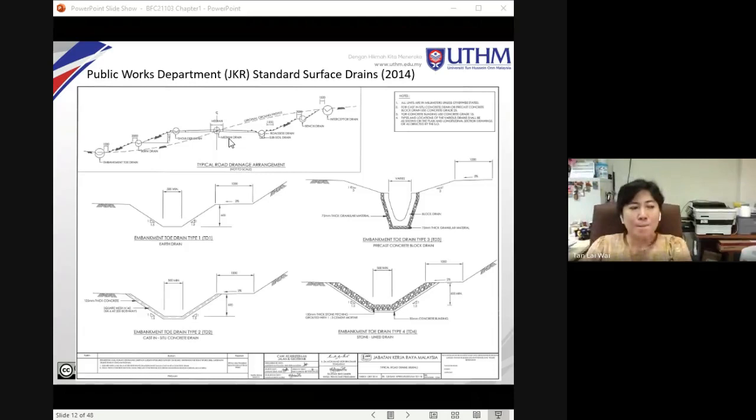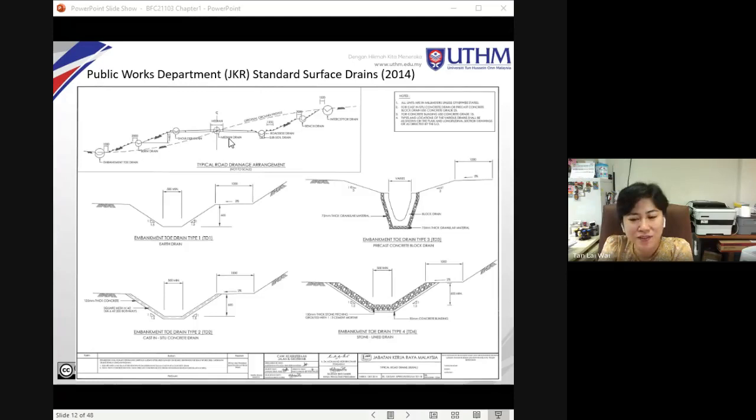Now, public works, this is JKR, the public works department. If you go out and practice as a civil engineer soon after you graduate, and you are involved in consultancy, definitely you are going to do design work. One of the standards that you are going to follow would be this JKR standard for surface drain. If you are involved in infrastructure design, structural design is a different standard already. So in infrastructure design, especially for drainage system design, you have this JKR standard.